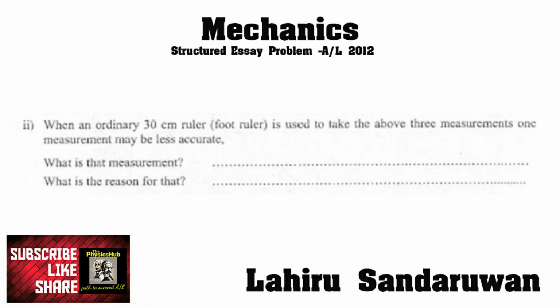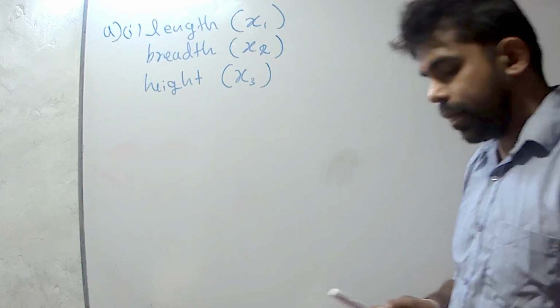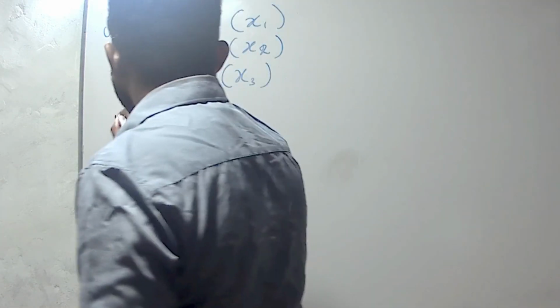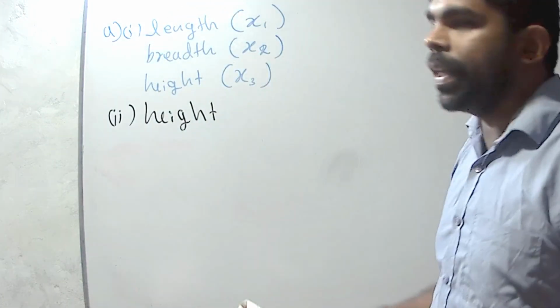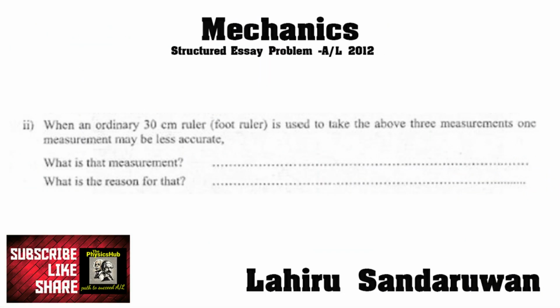Part 2. When an ordinary 30 centimeter ruler is used to take the above 3 measurements, one measurement may be less accurate. What is that measurement? It is height, or x3. Then what is the reason for that?